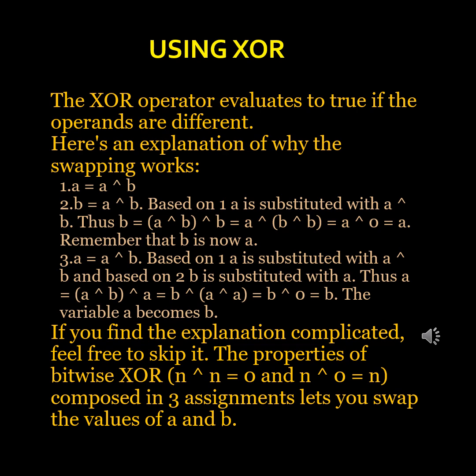So a is equal to a XOR b. Based on the first step, a is substituted with a XOR b, and based on the second, b is substituted with a. Thus a is equal to a XOR b XOR a, which is equal to b XOR 0, which is equal to b. So that is how a is equal to b now. If you find the explanation complicated, feel free to skip it. The properties of the XOR operator, composed in three assignments, let you swap the values of a and b in the next example.